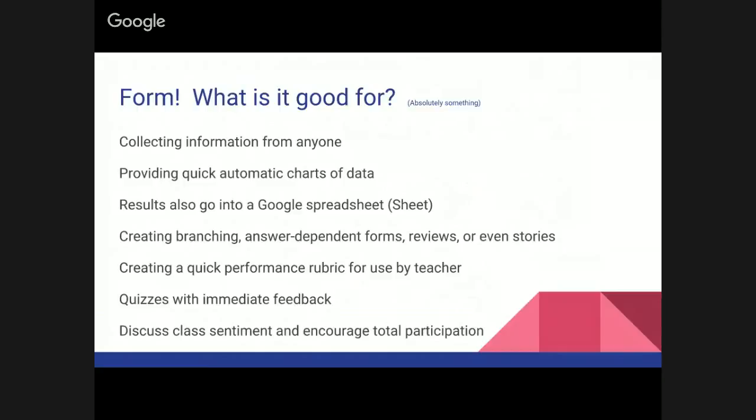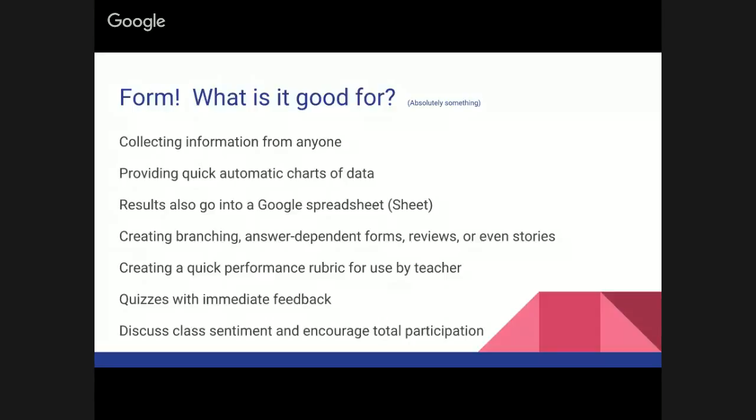The results also go into a Google spreadsheet, which was that great thing about Kevin's forms, because he doesn't have to worry about losing them or organizing them. It's all in a spreadsheet. He can share instantly with his partner or team. You can create branching, answer-dependent forms, reviews, or even stories. So you kind of covered that too, the choose your own adventure, these branching forms.